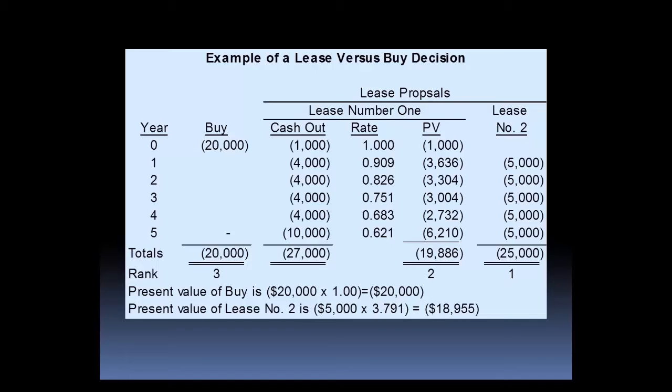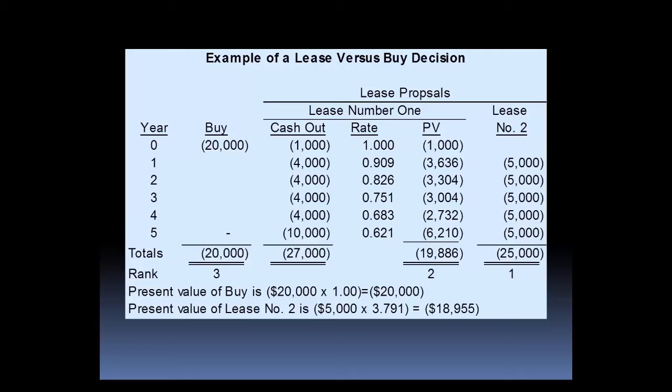So I'd be better off going with this lease because I have this money over the years to invest, and I would be able to pay them out over 5 years rather than laying down the $20,000 in year 0. Now we have another proposal where we pay a flat amount of $5,000 each year for 5 years, or $25,000.